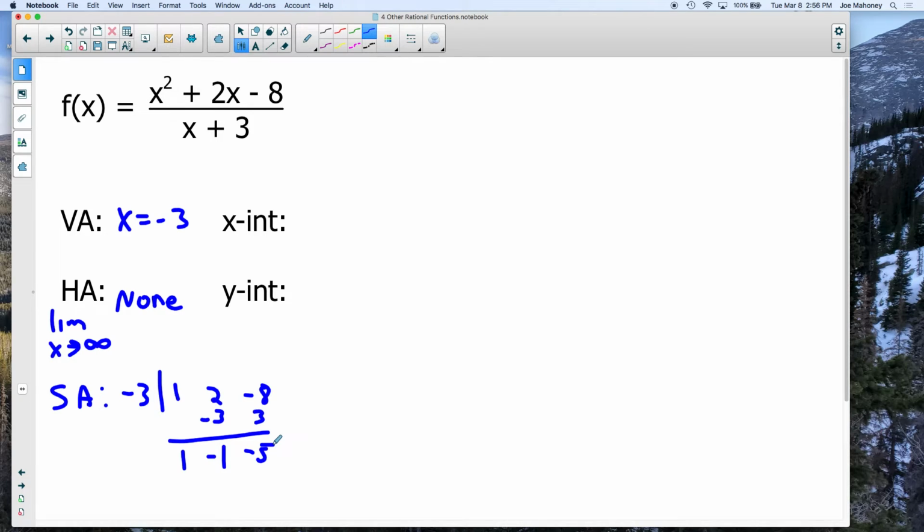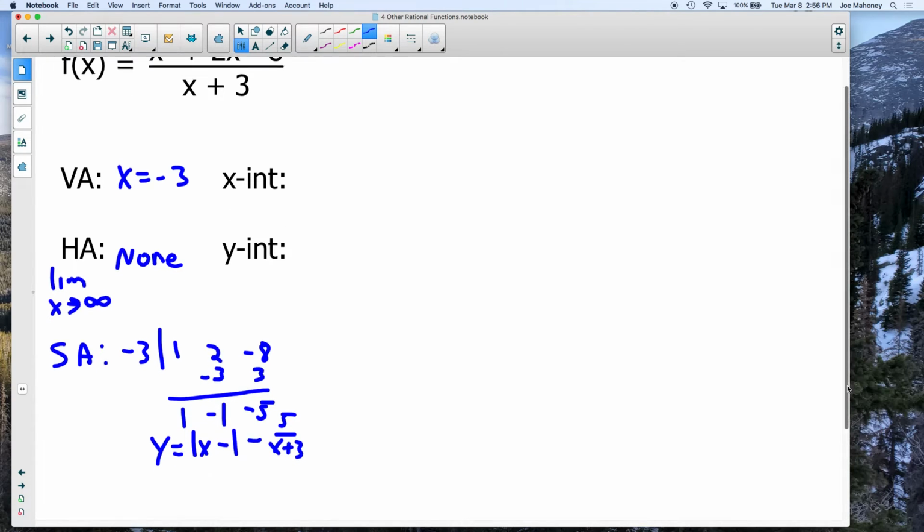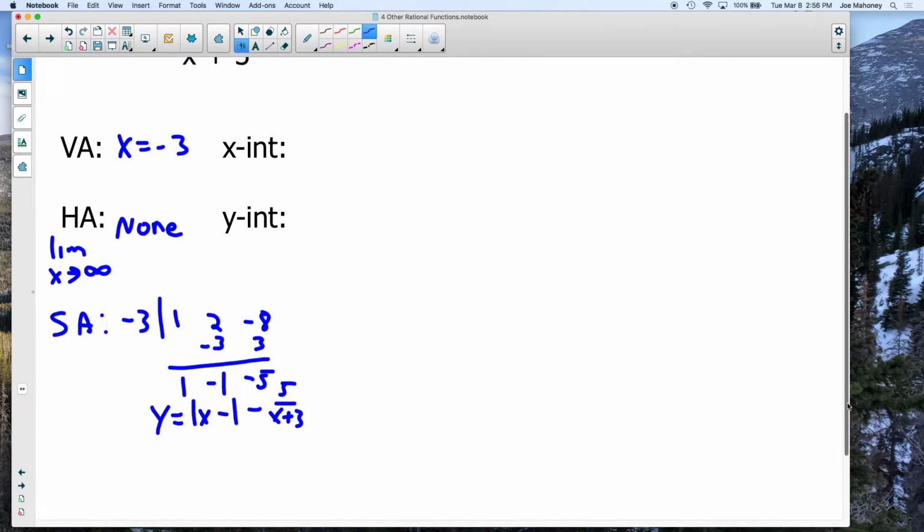So if I think about this in terms of my equation, I'm going to have y equals 1x minus 1 minus 5 over x plus 3. So my slant asymptote, I need a little bit of room to write that slant asymptote. The slant asymptote is really y equals x minus 1. Pretty cool.